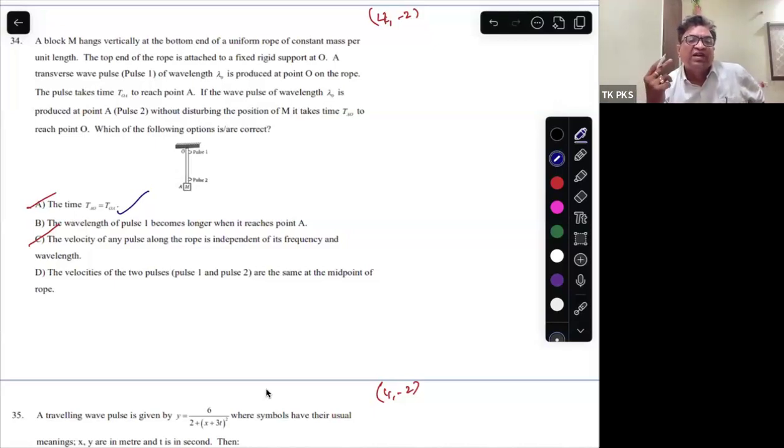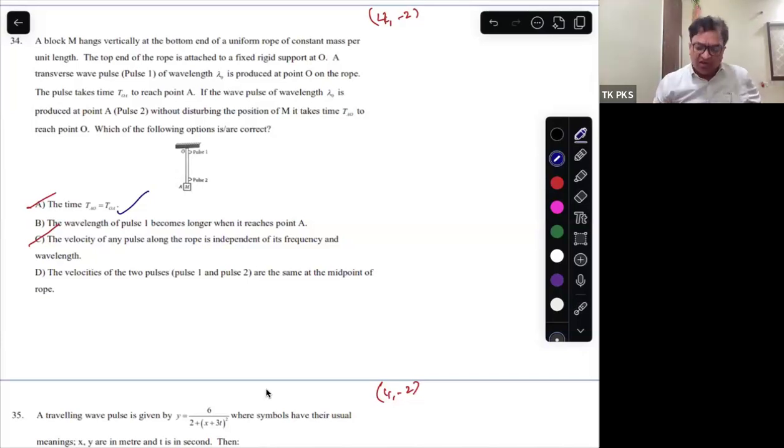No. The velocity of any pulse along the rope is independent of its frequency and wavelength. True. It depends on tension and mass per unit length. So C is absolutely correct. The velocity of the two pulses, 1 and 2, are same at the midpoint of the rope. Magnitude is same. Directions are different. A lot of students will mark ACD. They will go wrong. The speeds of the pulses 1 and 2 are same at the midpoint of the rope is correct. This is wrong. Velocities, directions are opposite.